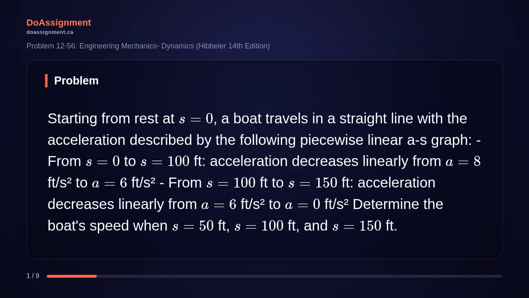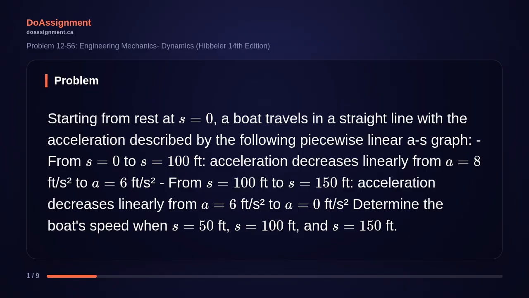Here is the problem. A boat starts from rest at a position of 0 feet and travels in a straight line. Its acceleration varies with position according to a piecewise linear graph. From 0 to 100 feet, acceleration decreases linearly from 8 feet per second squared down to 6 feet per second squared. From 100 feet to 150 feet, acceleration continues to decrease linearly from 6 feet per second squared down to 0. Determine the boat's speed when it has traveled 50 feet, 100 feet, and 150 feet.